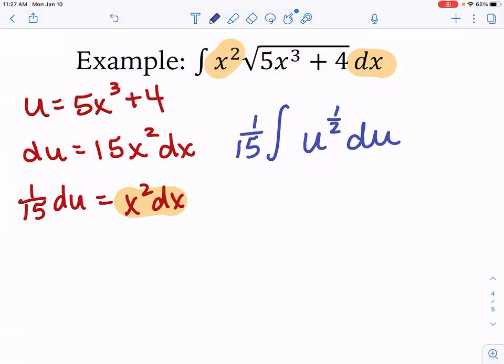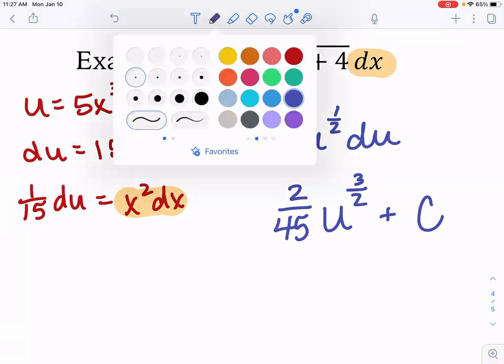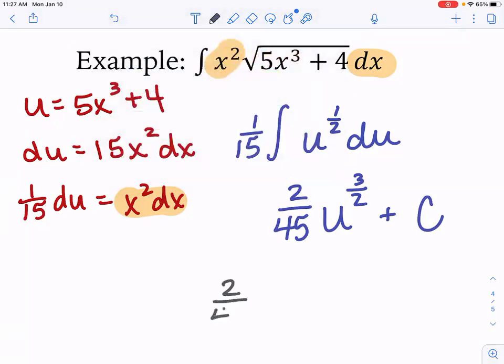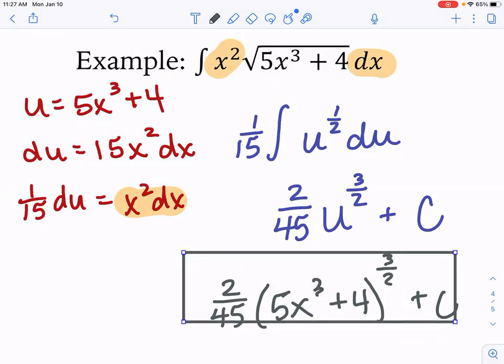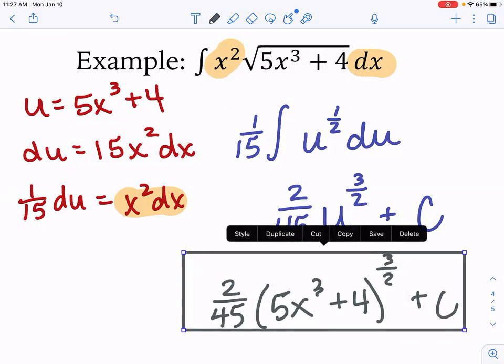So our antiderivative, u to the 3/2 times 2/3 plus c, would end up as 2/45 times (5x cubed plus 4) to the 3/2 plus c. And if you're really unsure if that was the correct method, we could take the derivative of what I have here in gray and see if we get back to our original function.